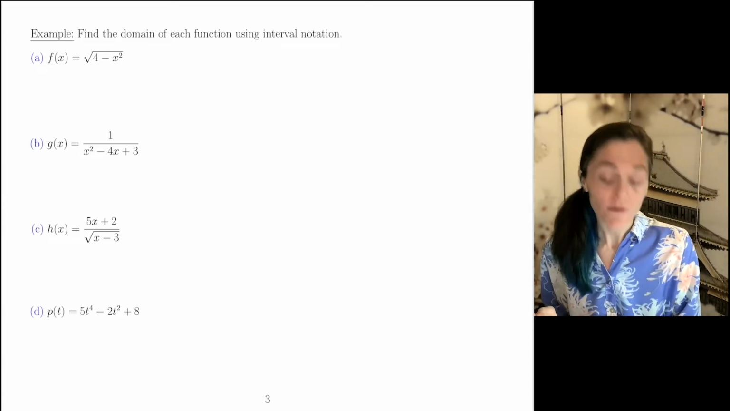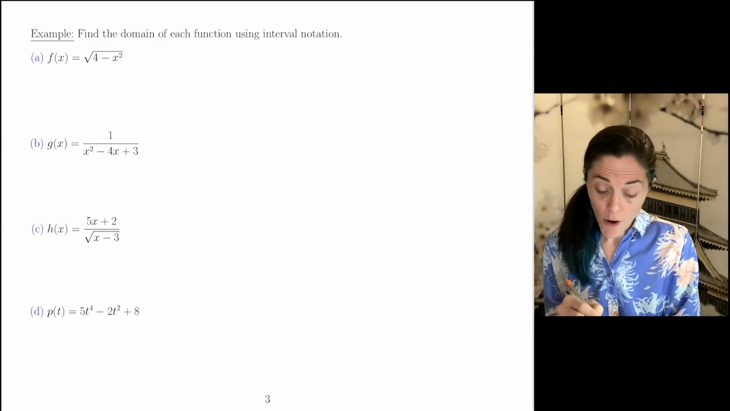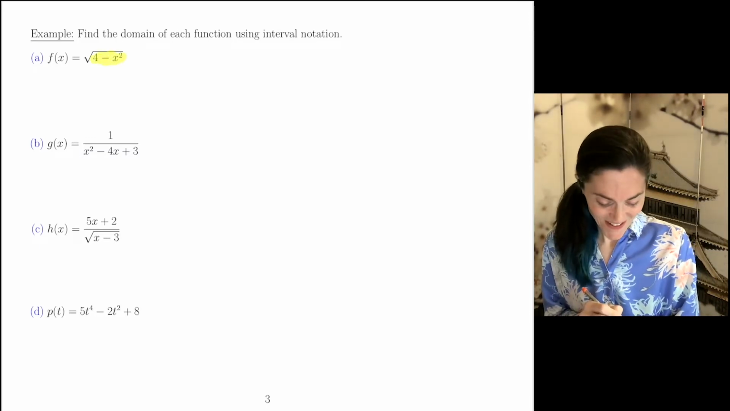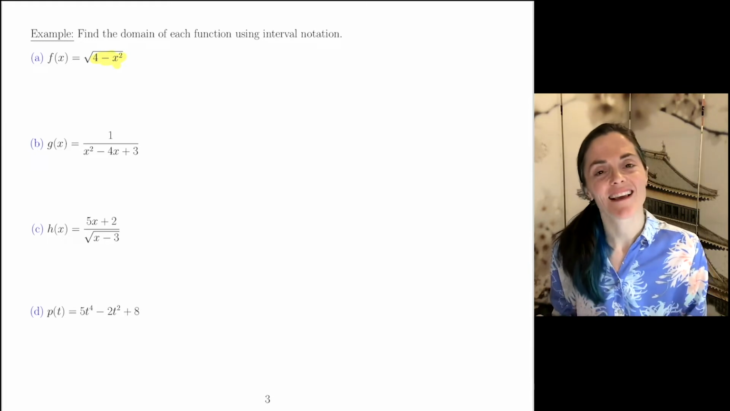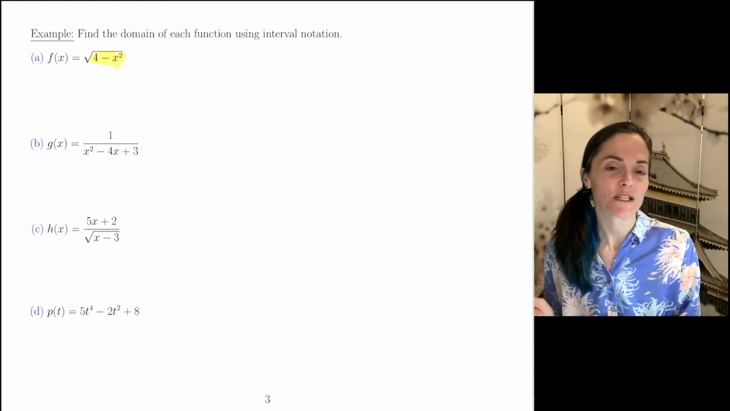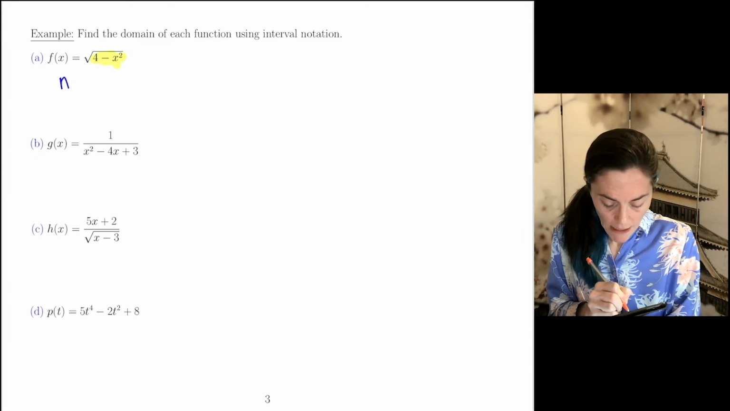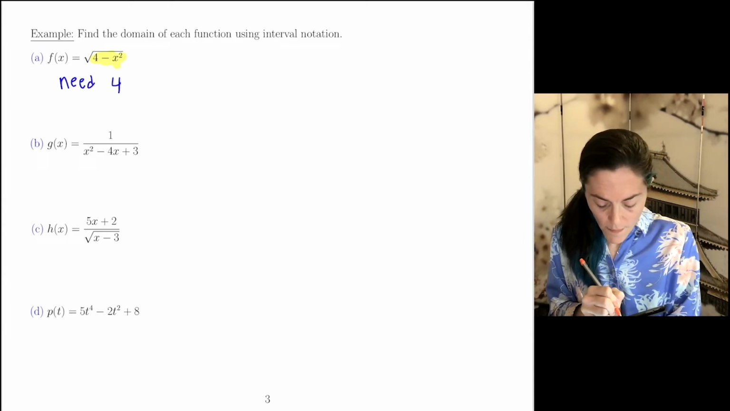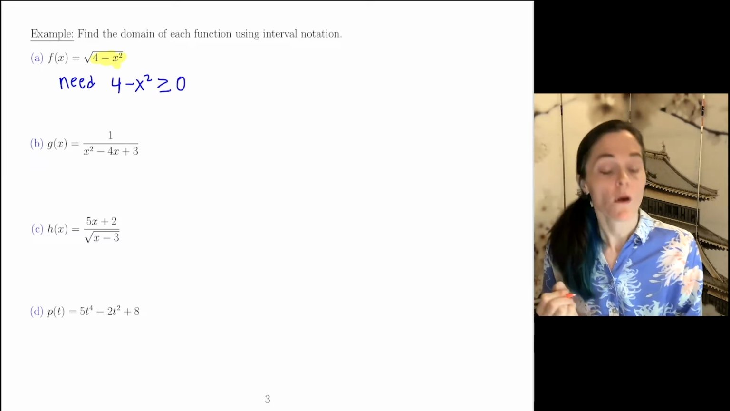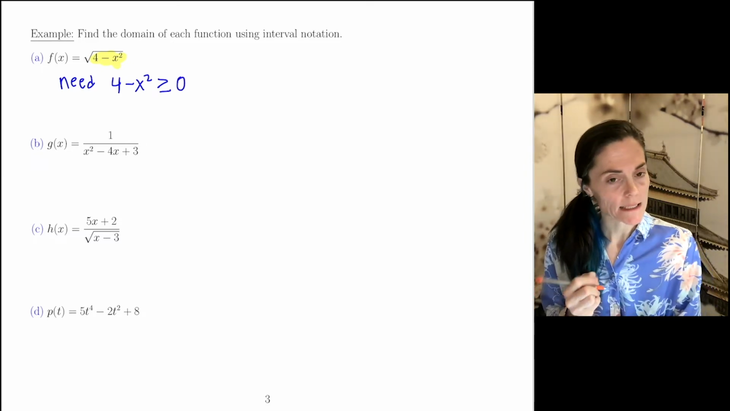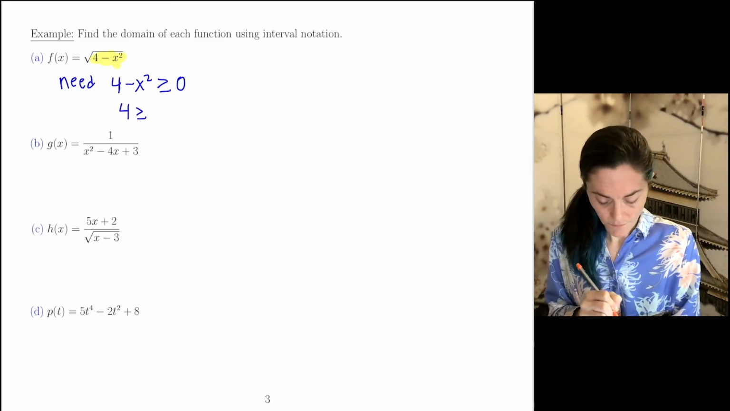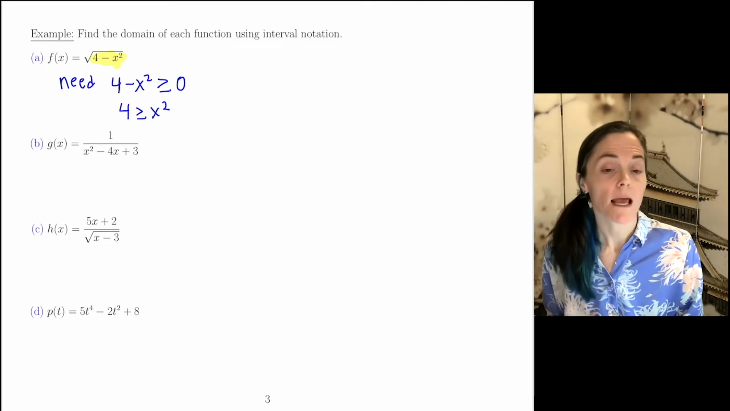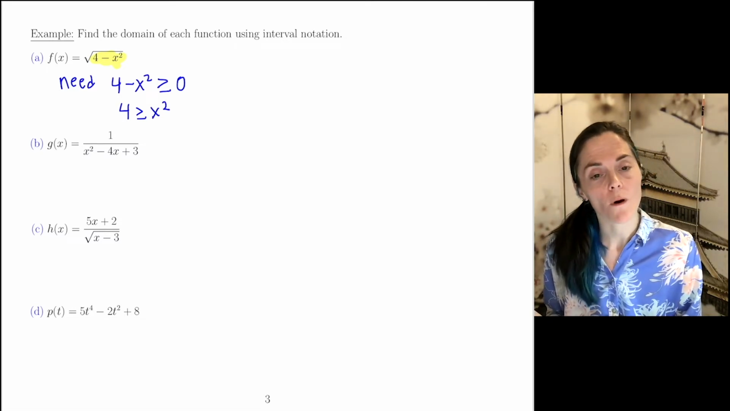So here you notice we have a square root, and what we need is underneath the square root to be non-negative. So let's write it in words, and then we can sort of translate to interval notation. Here we need 4 minus x squared to be greater than or equal to 0. What can I do? I can just add x squared to both sides. And I get x squared is less than or equal to 4.